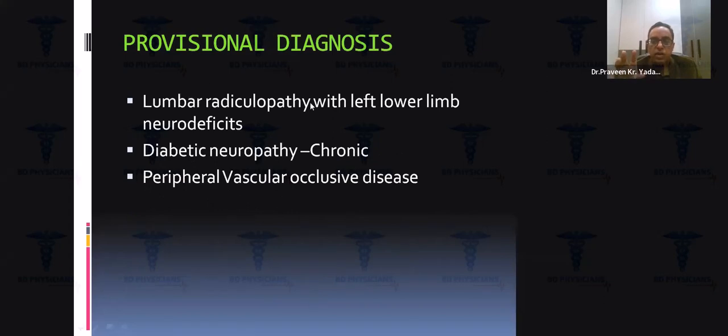So the provisional diagnosis was lumbar radiculopathy with left lower limb neurodeficits. There is proximal lower limb weakness, and diabetic neuropathy is also there, since there is a distal sensory loss and ankle jerk loss. And probably peripheral arterial occlusive disease, or PAOD, is there because the distal pulses are reduced.